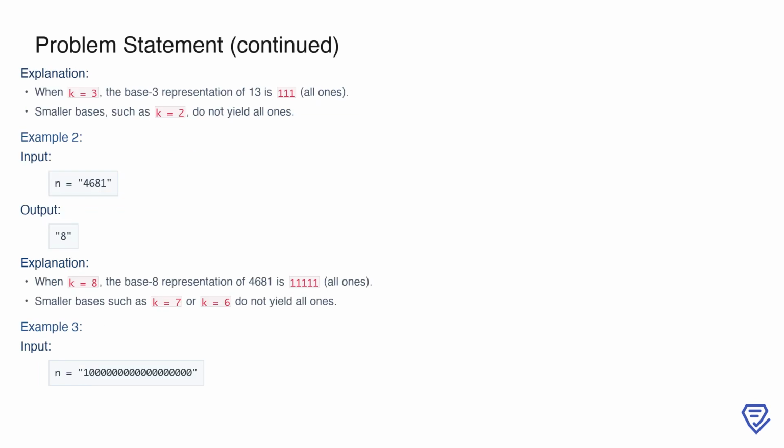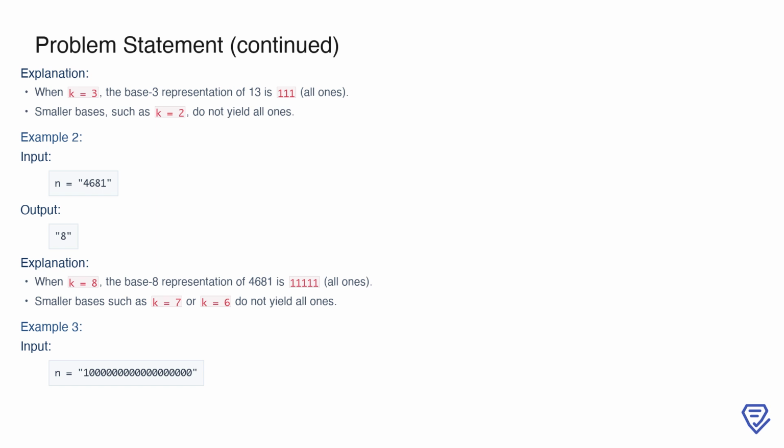For more clarity, let's walk through the example where n equals 13 again. When we convert 13 to base 3, the result is 111, which is made entirely of ones. However, if we try a smaller base like k equals 2, the base 2 representation of 13 is 1101, which doesn't meet the condition of all ones.